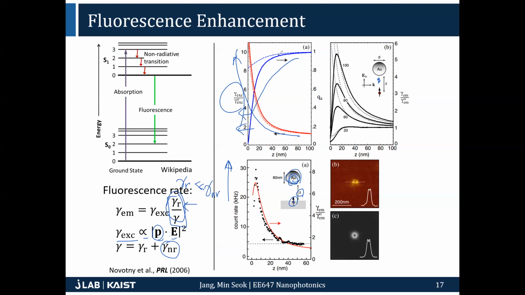So if you draw these two tendencies, the excitation rate increases monotonically, like the red curve, and the quantum yield decreases monotonically, like this blue curve. So if you multiply them, you get this curve, right?